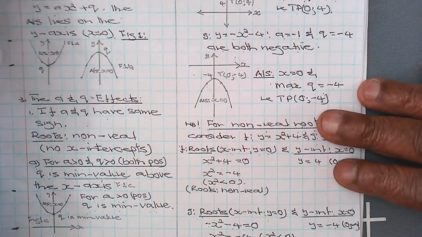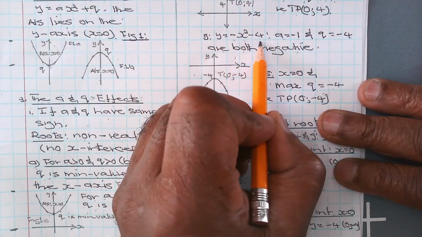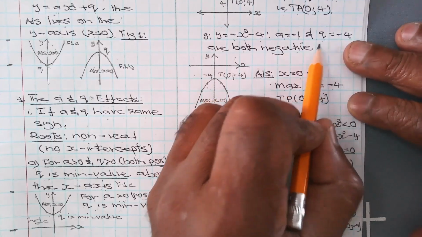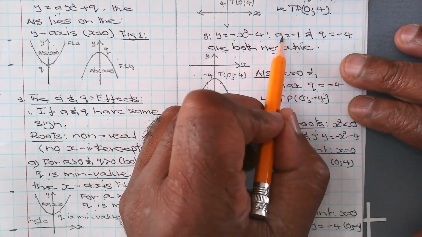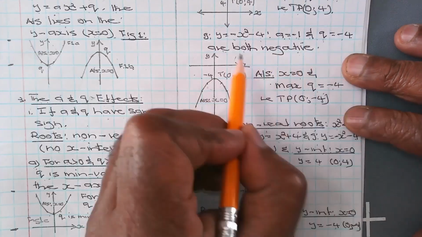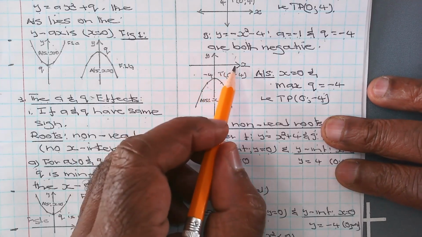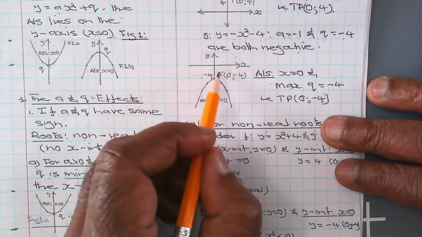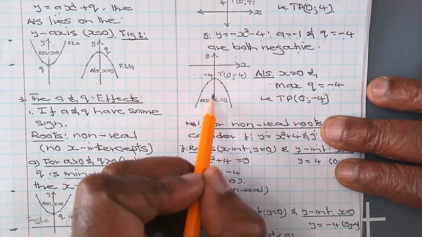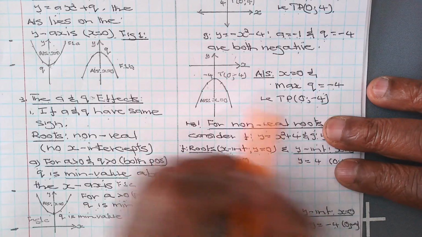Now we go to the second one. y equals negative x squared, negative 4. A is negative and Q is negative, both negative. A equals negative 1 and Q equals negative 4, both negative. Therefore, the graph doesn't cut or touch the x-axis. It is below the x-axis. Axis of symmetry, it's still 0, and the maximum Q is minus 4. The turning point is (0; minus 4).